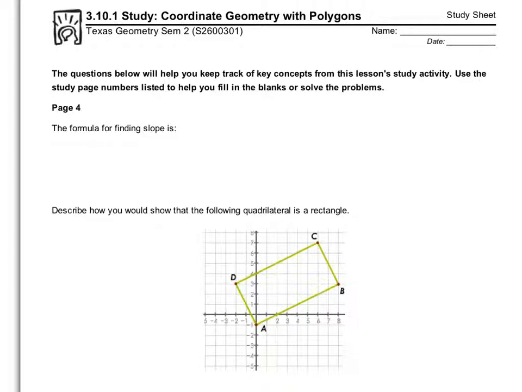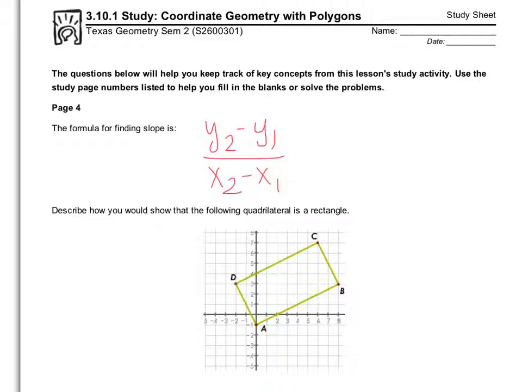So for 3.10, we're going to be talking about how to use slopes and distances to find out what kind of polygons shapes are. Just recall the formula for finding slope is y2 minus y1 over x2 minus x1.